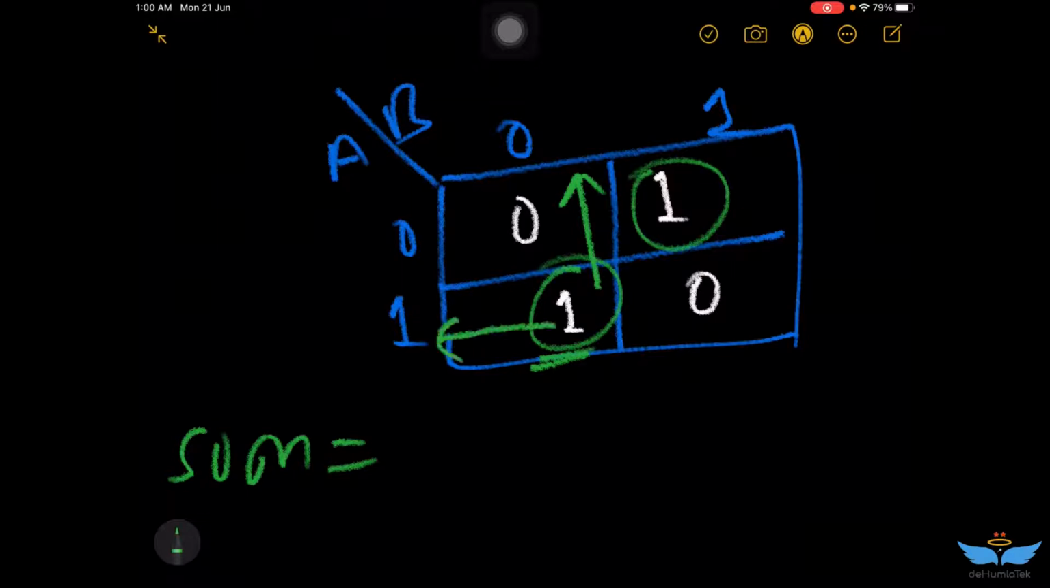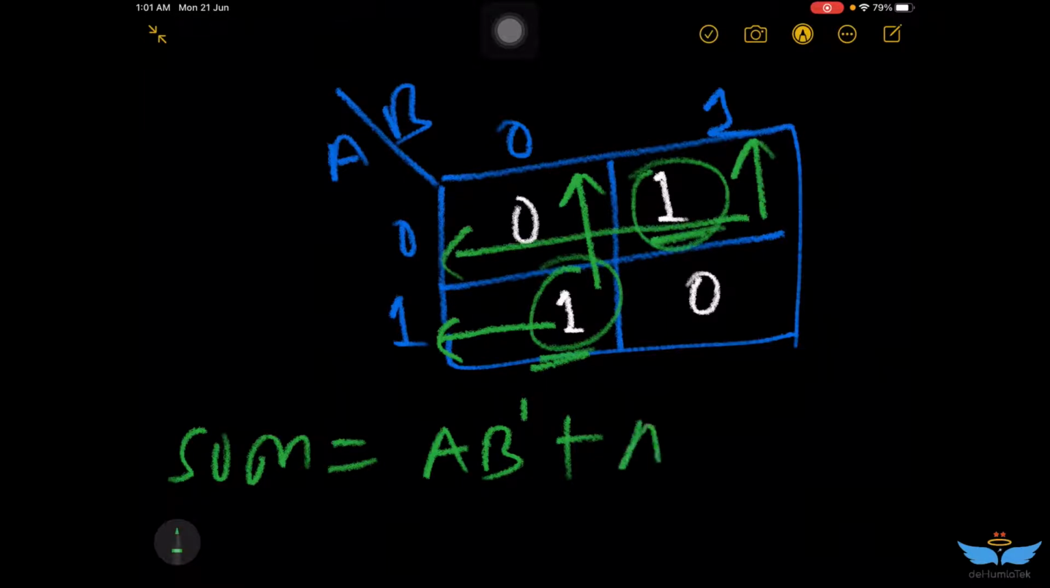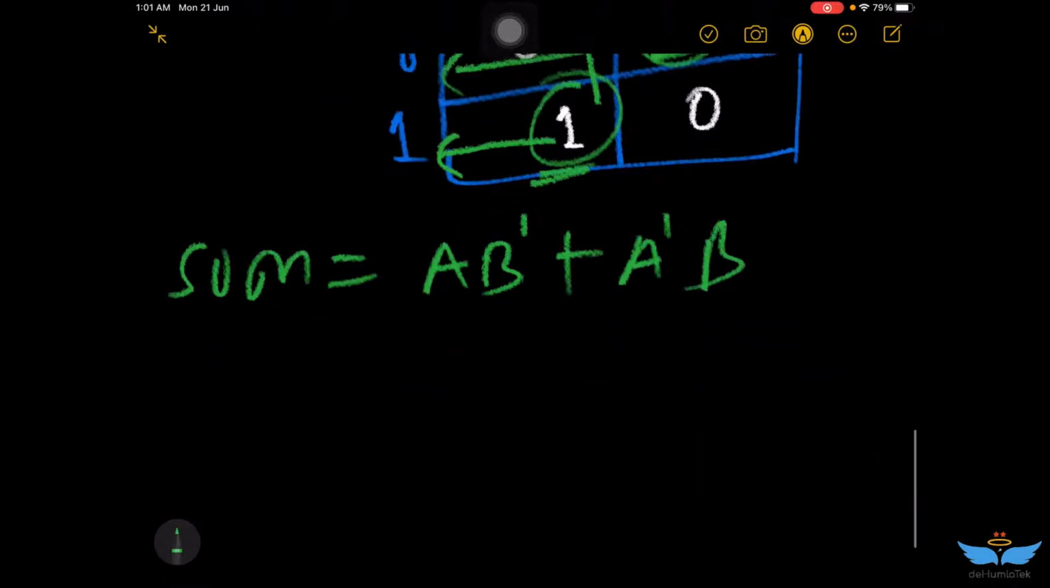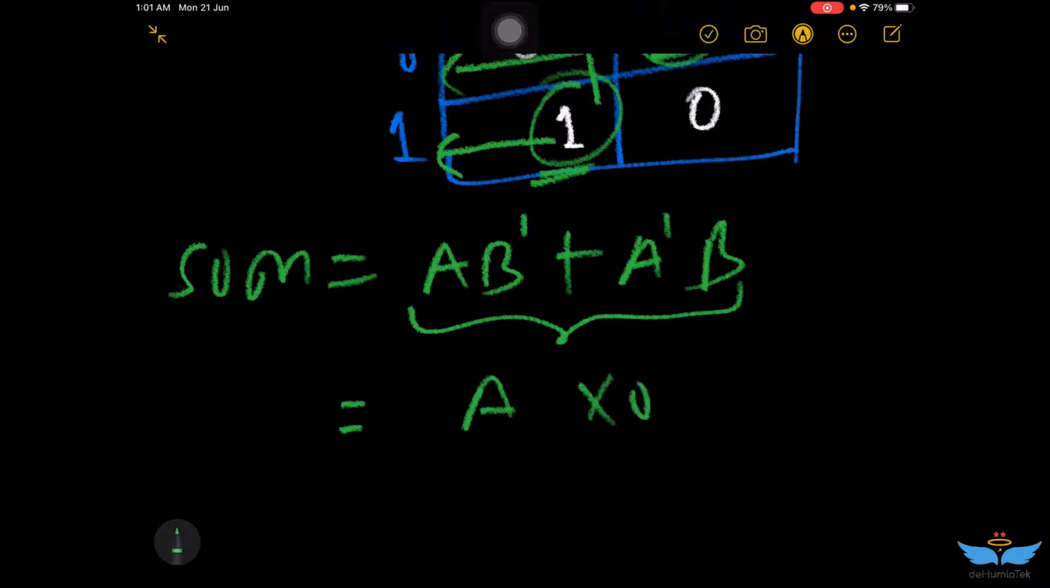And if we look at A, A is 1, so therefore we'll write A and B dash. Now if we go with this one, B is 1 and 1 is 0, so there will be A dash and B. I hope you know exactly what this function is. It is a function for an XOR gate, so it will be A XOR B.